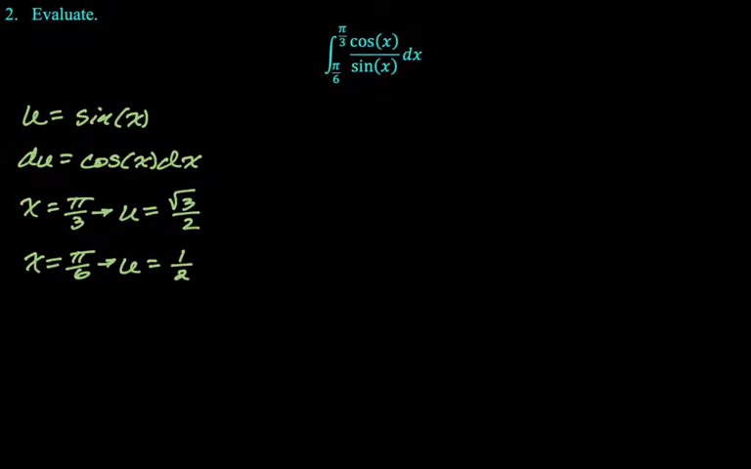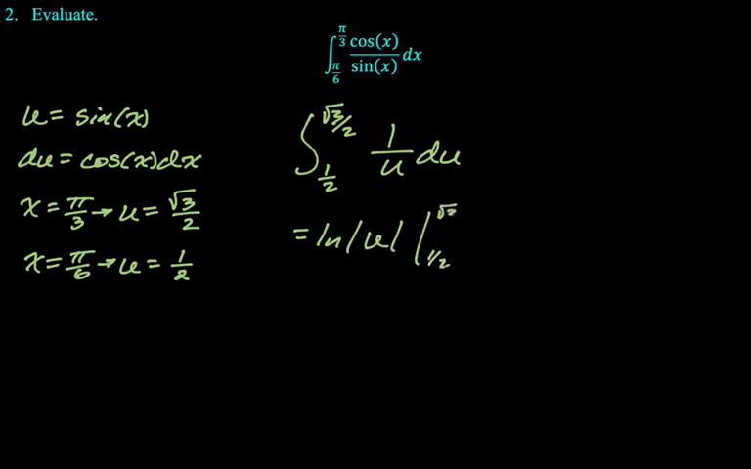So we can rewrite our whole integral. We're going from 1/2 to root 3 over 2 of 1 over u du. So 1 over u du is definitely natural log absolute value of u. And then we're going from 1/2 to square root of 3 over 2. So we're going to plug in. AP exam free response question, you could basically leave it once you are done subbing in the upper bound and the lower bound.